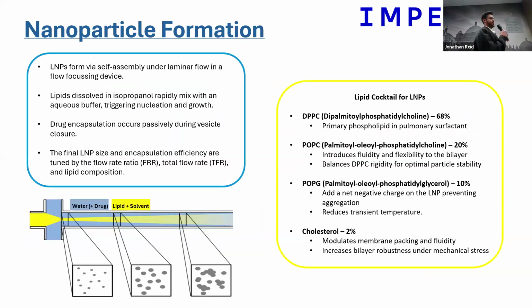We talked a lot about nanoparticle formation, but nothing about what is actually happening. So lipid nanoparticles actually form via self-assembly in the laminar flow in the flow focusing chip that I discussed earlier. To give a brief background as to what we're doing here, on the right-hand side, you can see a lipid cocktail that I use to make my lipid nanoparticles. These lipids are dissolved in isopropanol, an organic solvent, and this organic solvent is rapidly mixed, in a very, very controlled way, with the water, which triggers a form of nucleation.